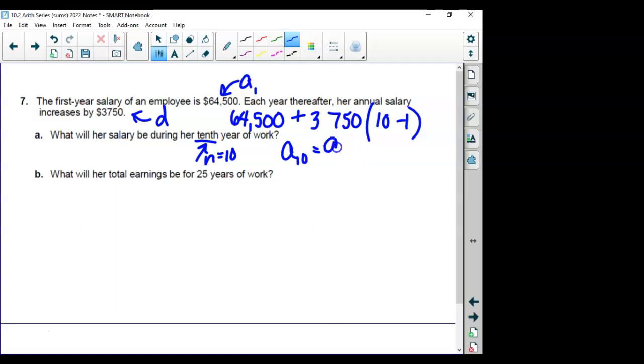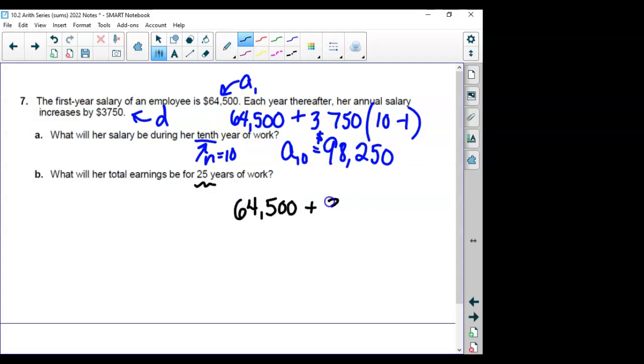I got 98,000 and something. Anybody else? Okay. Now, what will her total earnings be for 25 years of work? Because this is an arithmetic sequence, we can't find the 25-year total until we find the 25th year salary, or 25th term. So we need to go back and do what we just did, but with a 25.